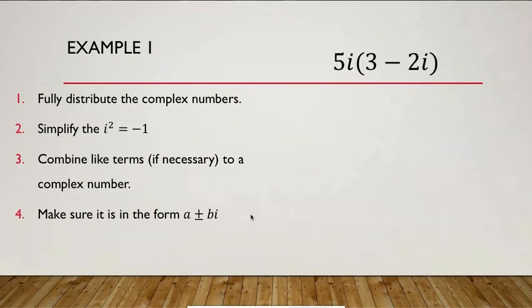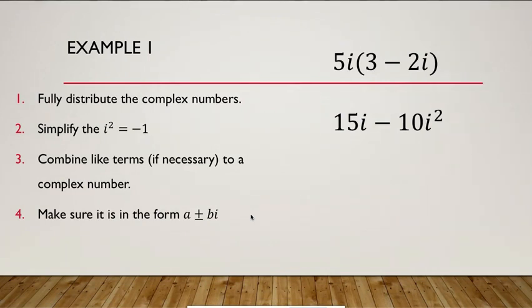So let's multiply 5i times 3 minus 2i. As we're distributing here, I'll distribute the 5i to the 3 and the 5i to the -2i to give me 15i minus 10i squared. Now, if these were x's, I would stop here and be done. But they're not. We know what i equals. i has a value, and so does i squared. i squared has a value of -1.